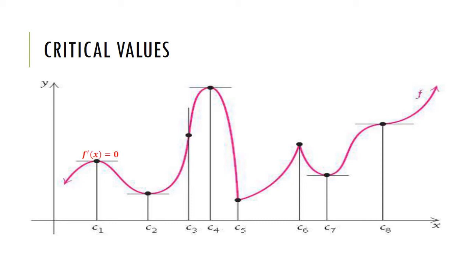Yes, it is at C1, C2, C4, C7, and C8, right? And what about at C3, C5, and C6? They are at which f prime of x does not exist, right? At C3, it is the vertical tangent, the slope is infinity. At C5 and C6 are the corner, the slope does not exist.